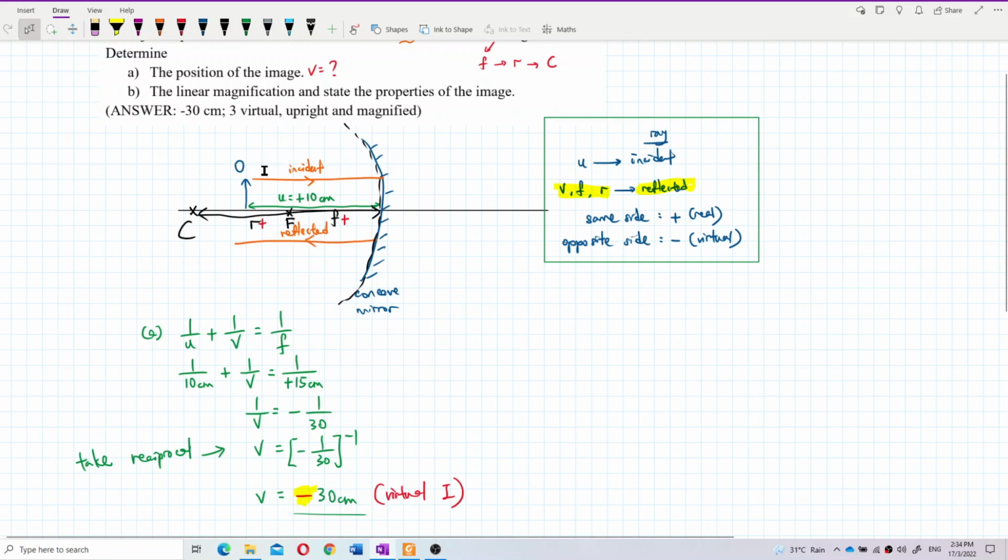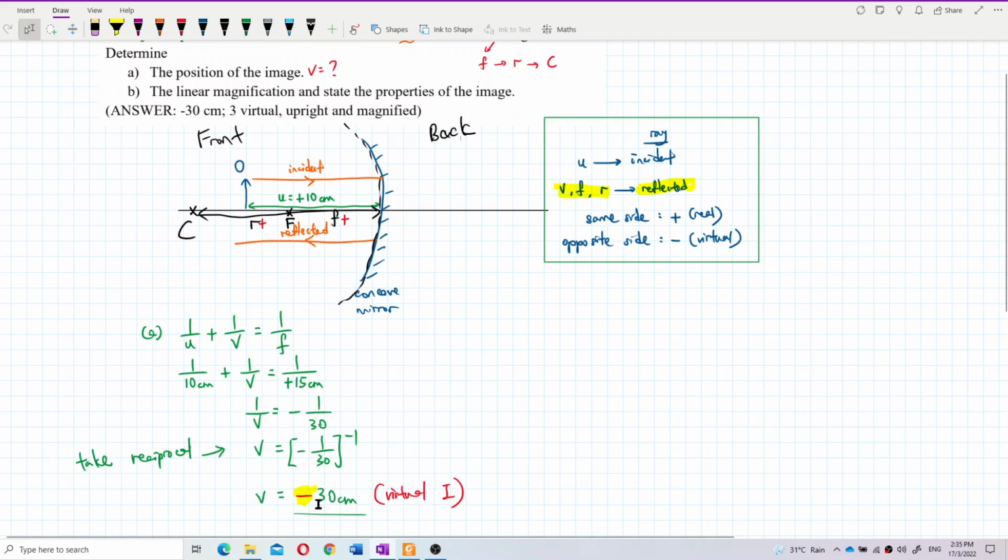That's why you must first draw the incident ray and reflected ray. Very important. For the object distance, we compare with the incident ray. For the rest, the image distance, focal length, and radius, we compare with the reflected ray. Right now, I want you to determine the position of the image. Is it formed in front of the mirror, or at the back of the mirror? And how do you know?